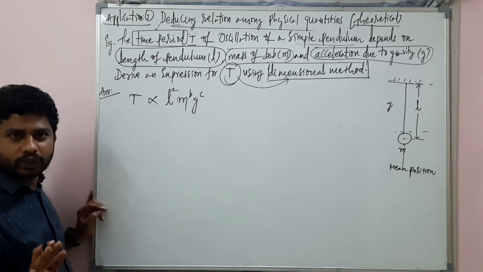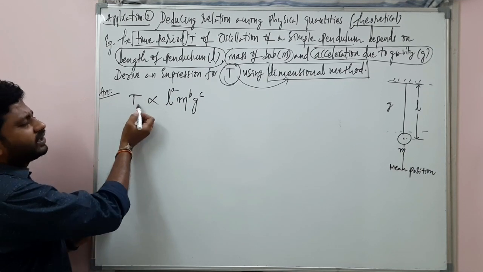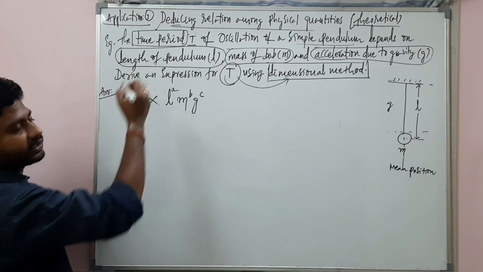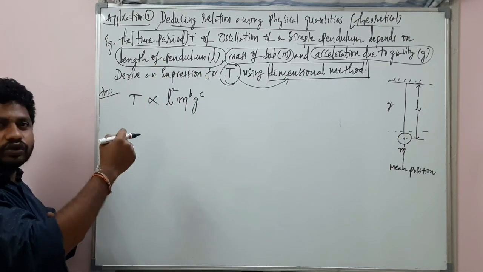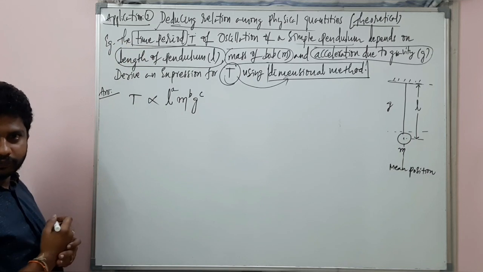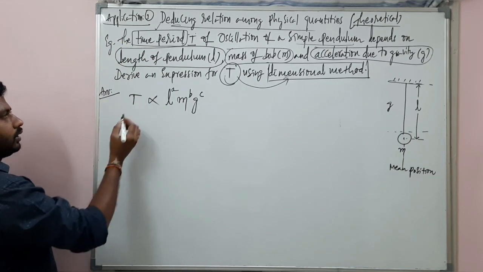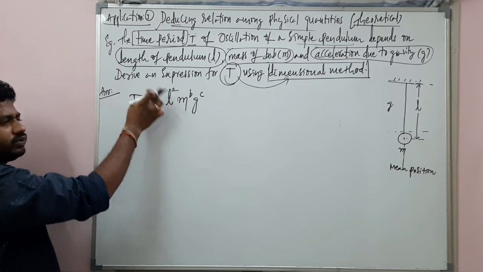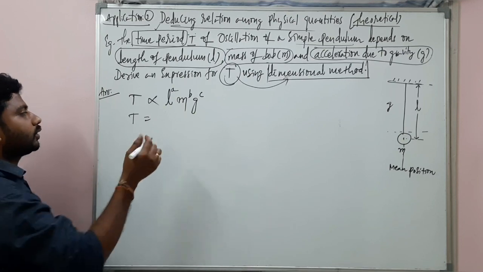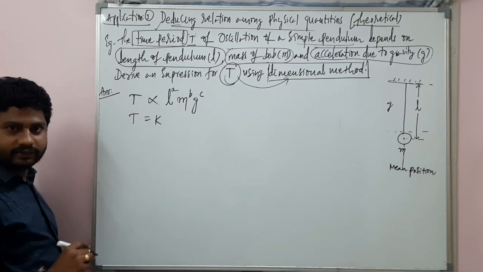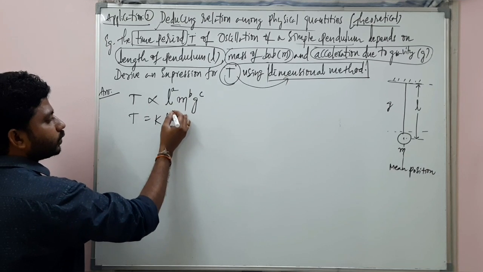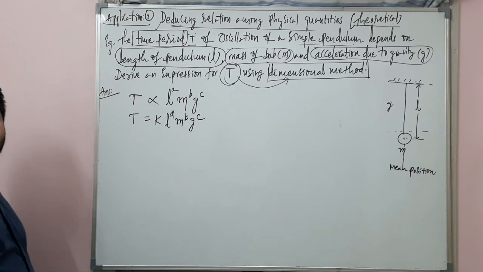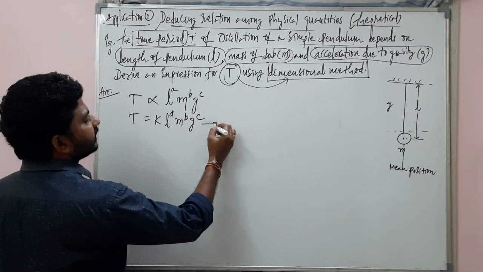You got the point? First step, what I have done: time period is directly proportional to the factors they have mentioned. I have written each one raised to the powers A, B, C. Here, this is the equation. I can also write the time period is equal to, when I remove the proportional symbol, there will be a proportionality constant, K, into L raised to A, M raised to B, and G raised to C. Let's take this as equation 1.